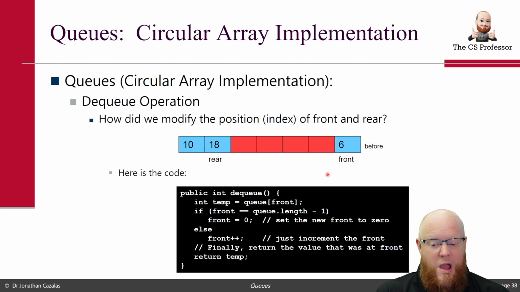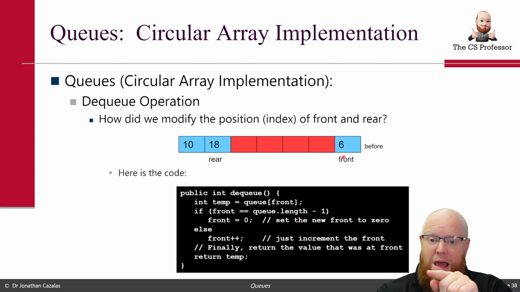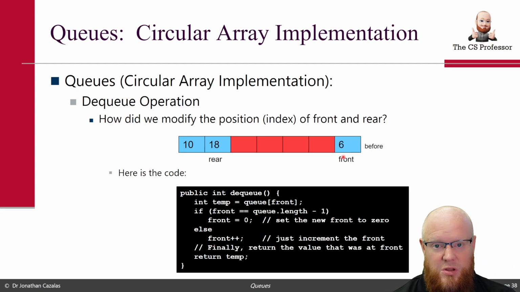Now we have to take care of wraparound, which is what this if statement does. We say if the front is equal to the length of the queue minus 1, that means the front was already the last cell of the array. Take care of wraparound and make the front come all the way back to the beginning at index 0. Else, we simply increment front, and then we return our temp.